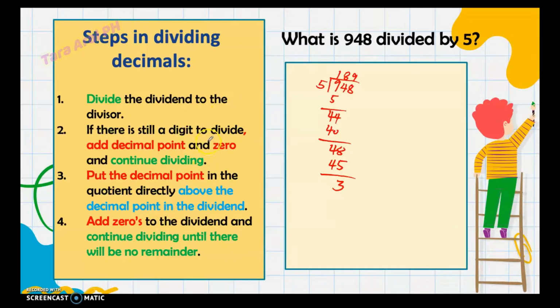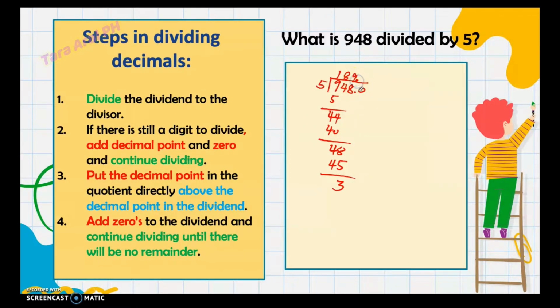If there is still a digit to divide, add a decimal point and 0 and continue dividing. So if you add a decimal point at the end of the number, and then add 0, it doesn't change the value. It's still 948. So we can continue and we will not write remainder 3. We put the decimal point in the quotient directly above the decimal point of the dividend. So if we add a decimal point here, we also need to add a decimal point on top of the quotient.